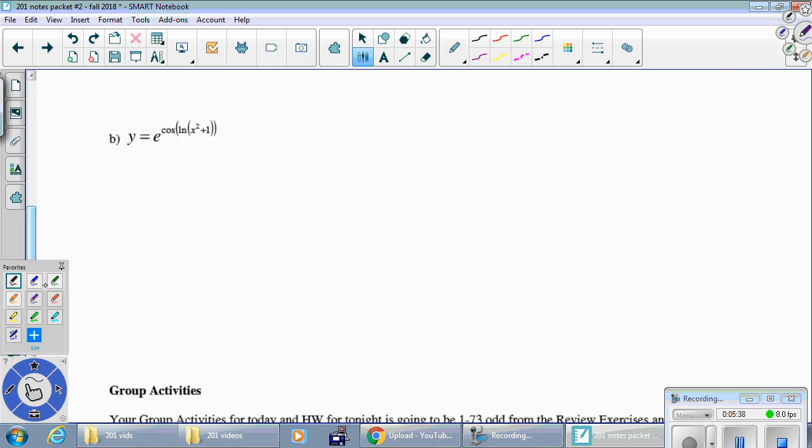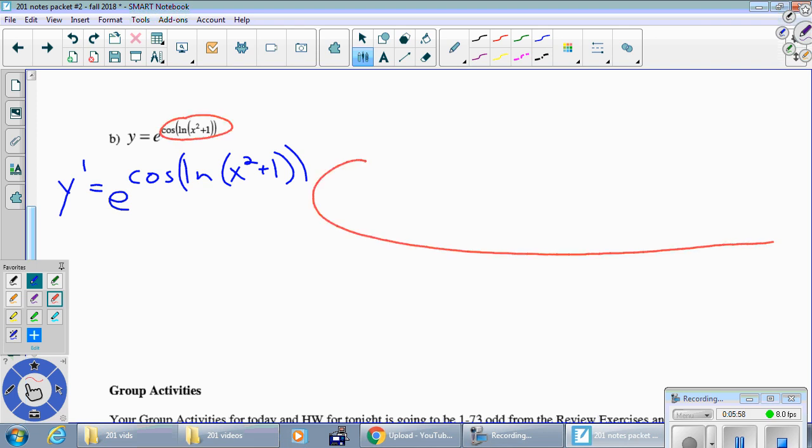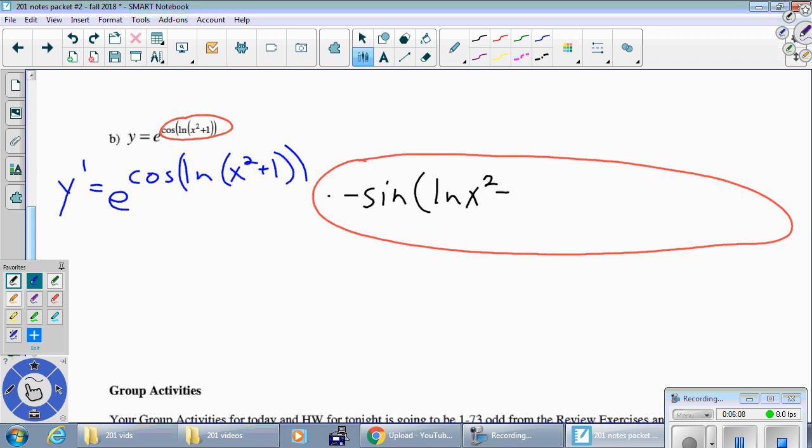Okay, next one, derivative of e to the cosine of ln of x squared plus 1. First thing I see is e to the stuff. I'm comfortable with the e to the stuff rule. It just becomes e to the stuff times the derivative of the stuff. So there's my stuff, and its derivative needs to go in here. And so the derivative of cosine of stuff is negative sine of the stuff. Times the derivative of the new stuff.